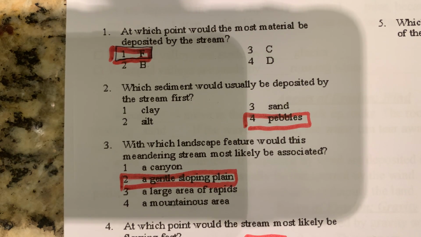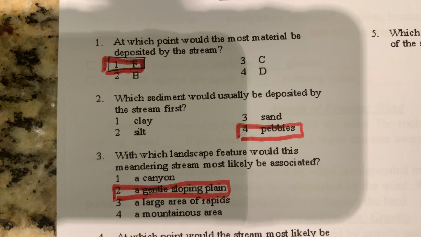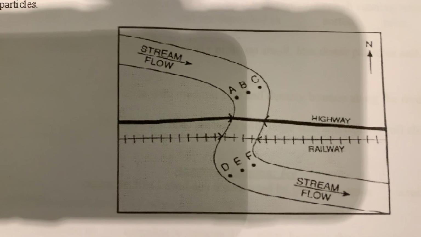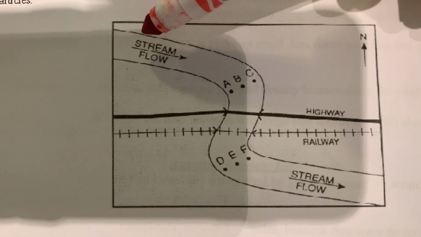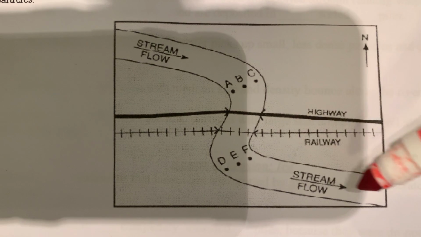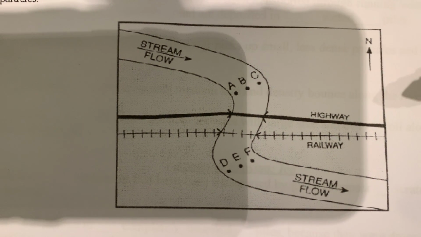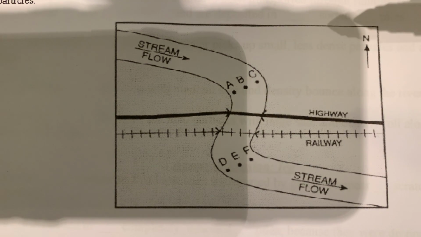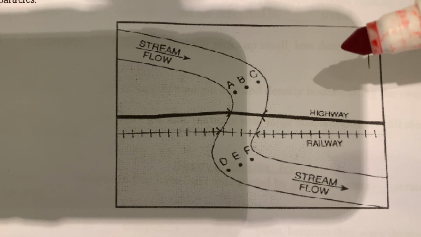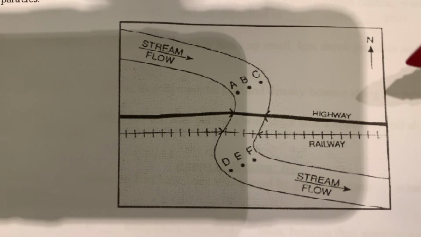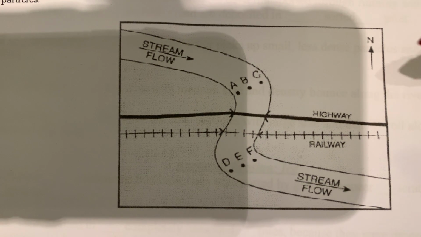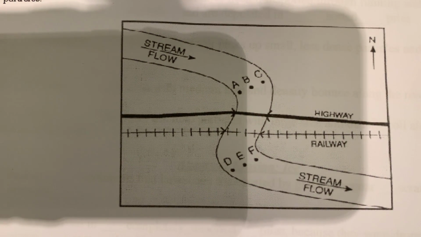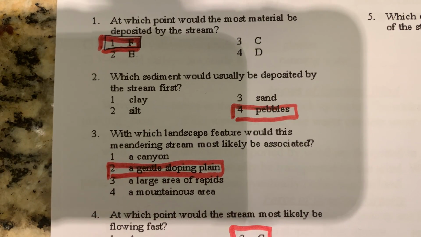Looking at number 3, with which landscape feature would this meandering stream most likely be associated? Well, meandering streams have flows that are wavy and not perfectly straight. If this stream were to form on the side of a mountain, it would be straight, as gravity is going to want to pull it just towards one direction. It wouldn't have time to sway side to side because gravity wants everything to just go down. So this type of formation, meandering stream, would need to form in a plains area that's gently sloping. So there goes number 3.